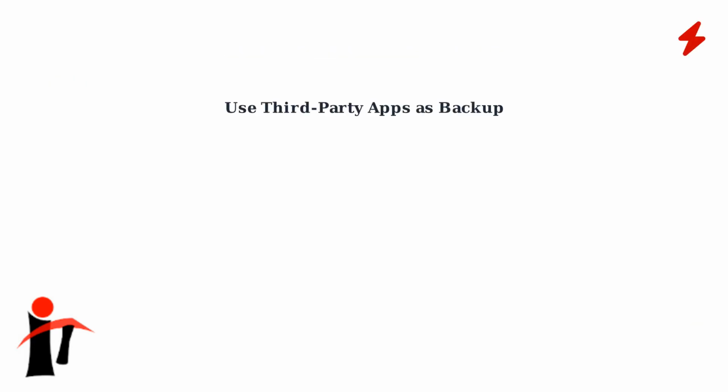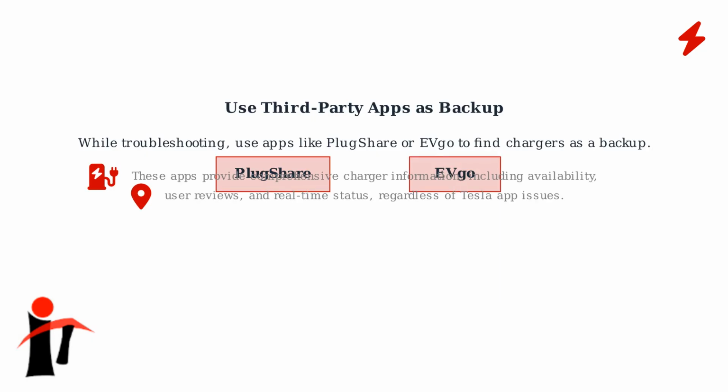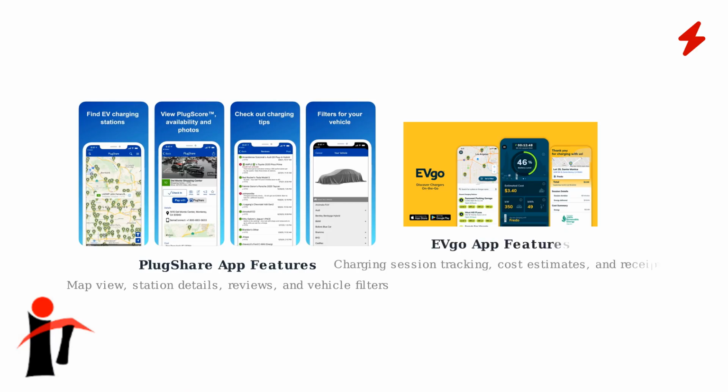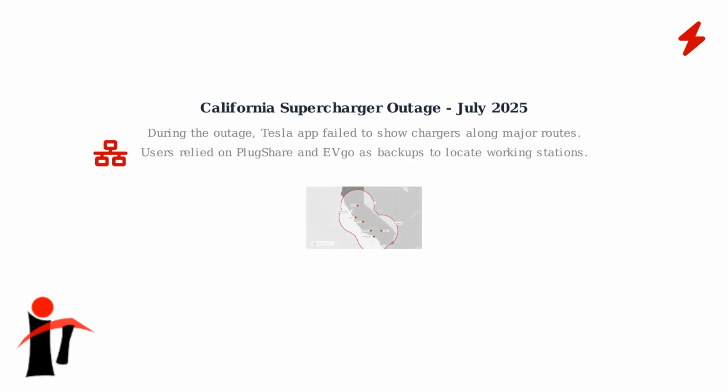While troubleshooting the Tesla app, use third-party apps like PlugShare or EVgo as backups. These apps provide comprehensive charger information, including real-time availability, user reviews, and photos, regardless of your Tesla app's status. PlugShare offers detailed maps of charging stations, photos, reviews, and filtering options for your specific vehicle. EVgo provides session monitoring, cost calculations, and detailed receipts for your charging history. In the California supercharger outage of July 2025, the Tesla app failed to display hundreds of chargers along I-5. Users successfully used PlugShare and EVgo as backups to find alternative charging options.